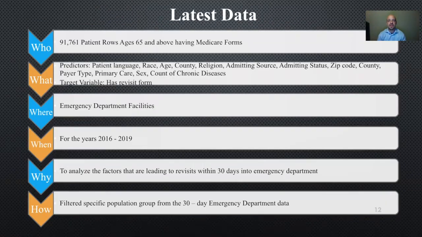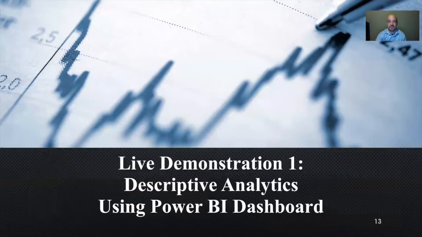So we targeted this population, and it reduced our data set to 92,000 rows for seniors having forms of Medicare. All other factors remain the same, except now we added count of chronic diseases associated with the ACO 38 measure. And now we'll go to our live demonstration, descriptive analytics using the Power BI dashboard.